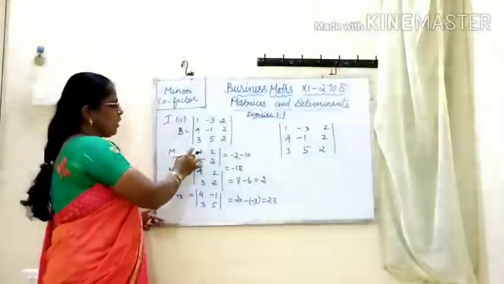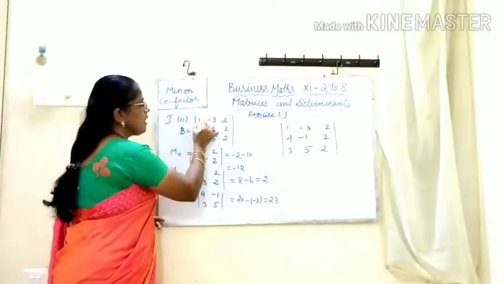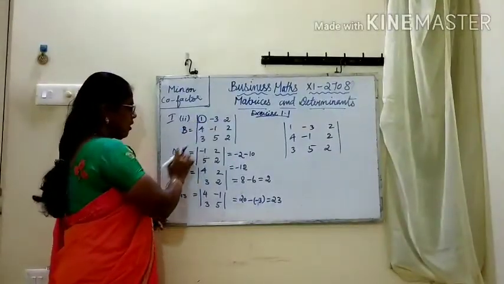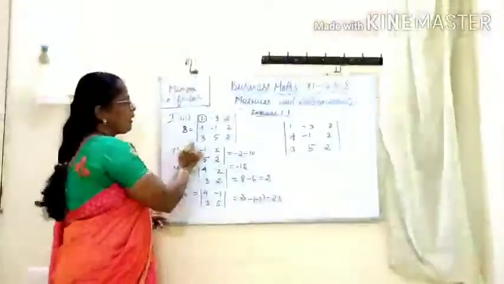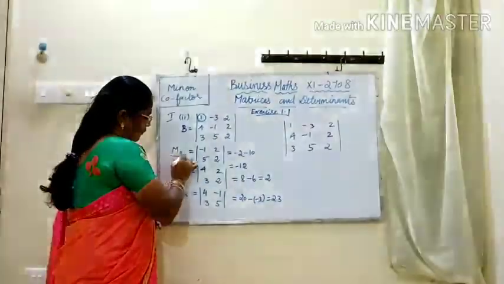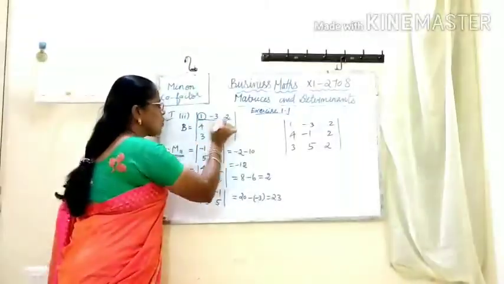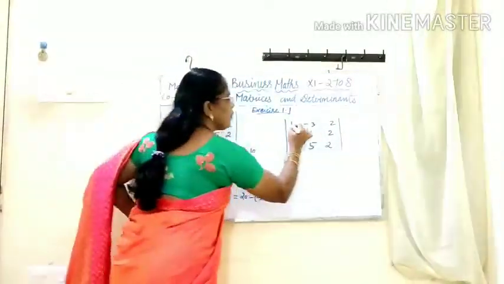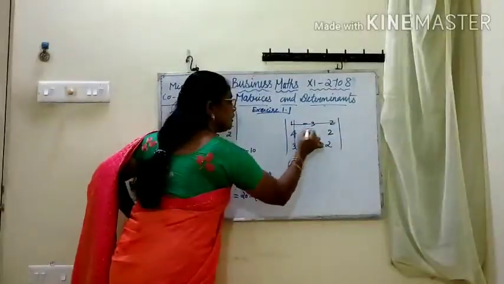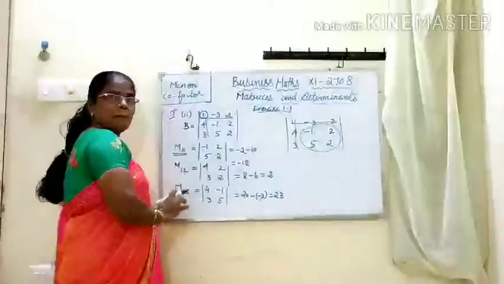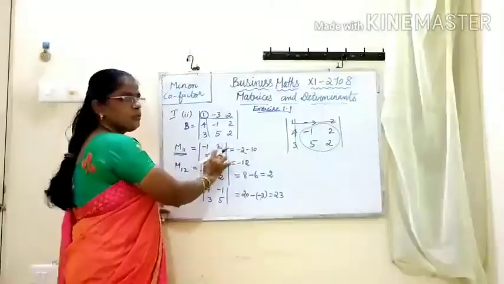If you want to find the minor, the element 1 lies in the first row, first column. Therefore, M11. In order to find the minor M11, that is first row, first column, delete the first row and first column. If you delete these, the remaining is minus 1, 2, 5, 2. That is the minor. For this minor, you have to find the value.